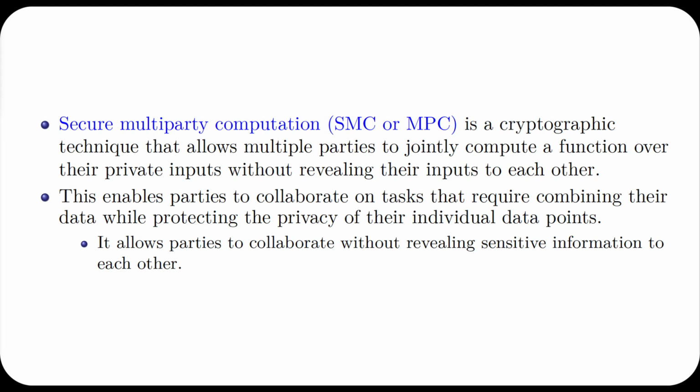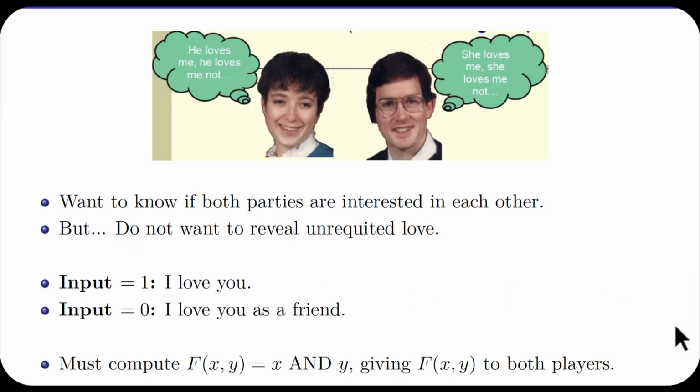The most important thing is that secure multi-party computation allows multiple parties to collaborate without revealing sensitive information to each other. And that's the most important thing. Okay? So when we talk about secure multi-party computation, we need to achieve some requirements, as we're going to see. Right now, it looks like we need to keep our private information protected.